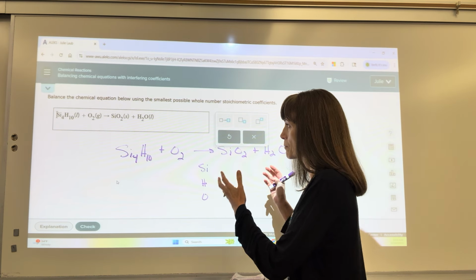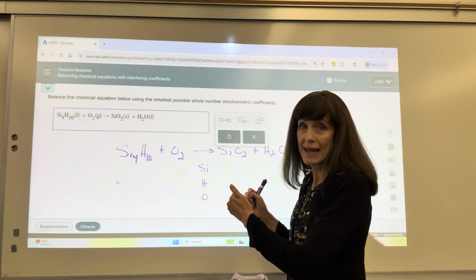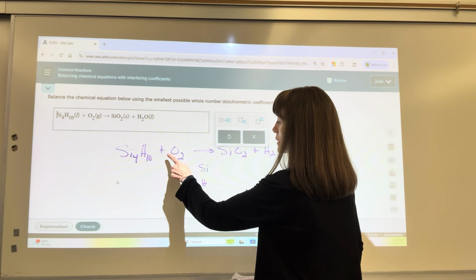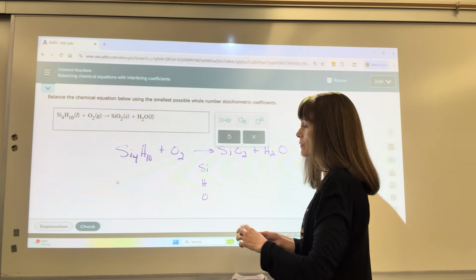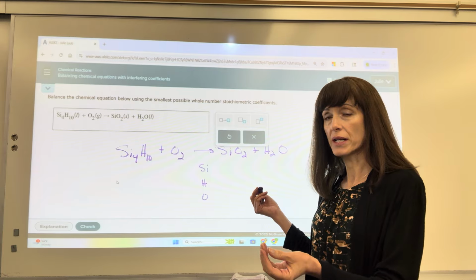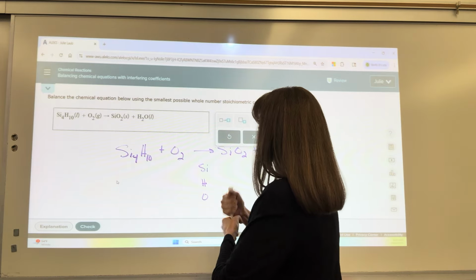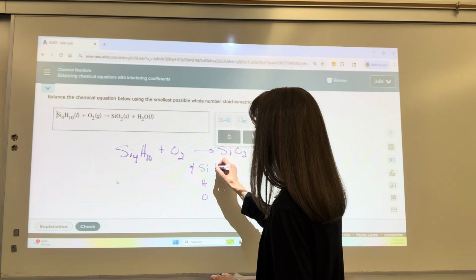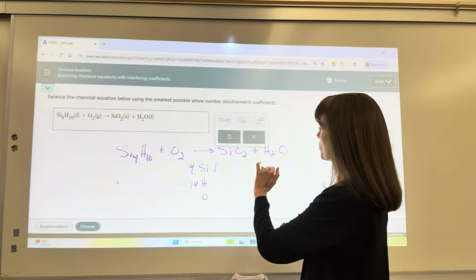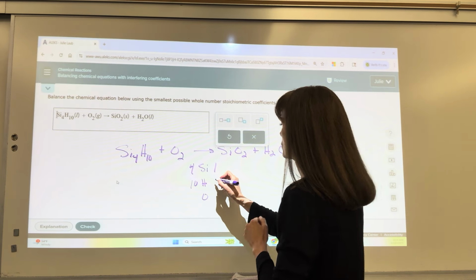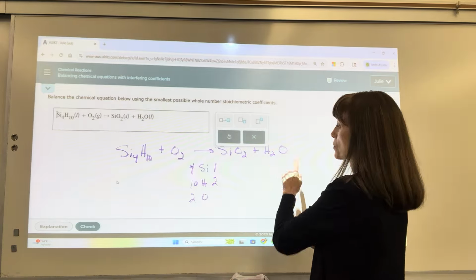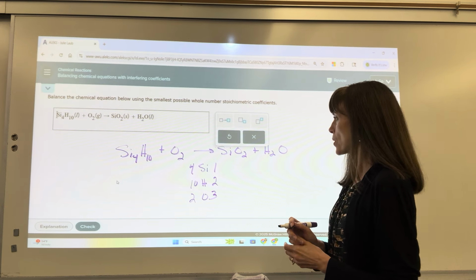When you get a hard balancing equation, you're going to write out every element underneath the yield sign. So we have silicon, hydrogen, and oxygen. I put those under the yield sign. And then I write down the numbers that I have for each reactant and product side. So I count. We've got 4 silicon on the product, only 1 on the reactant. I have 10 hydrogen on the reactant, and only 2 on the product. Oxygen, we've got 2 on the reactant, and I've got 1, 2, 3 on the product side.